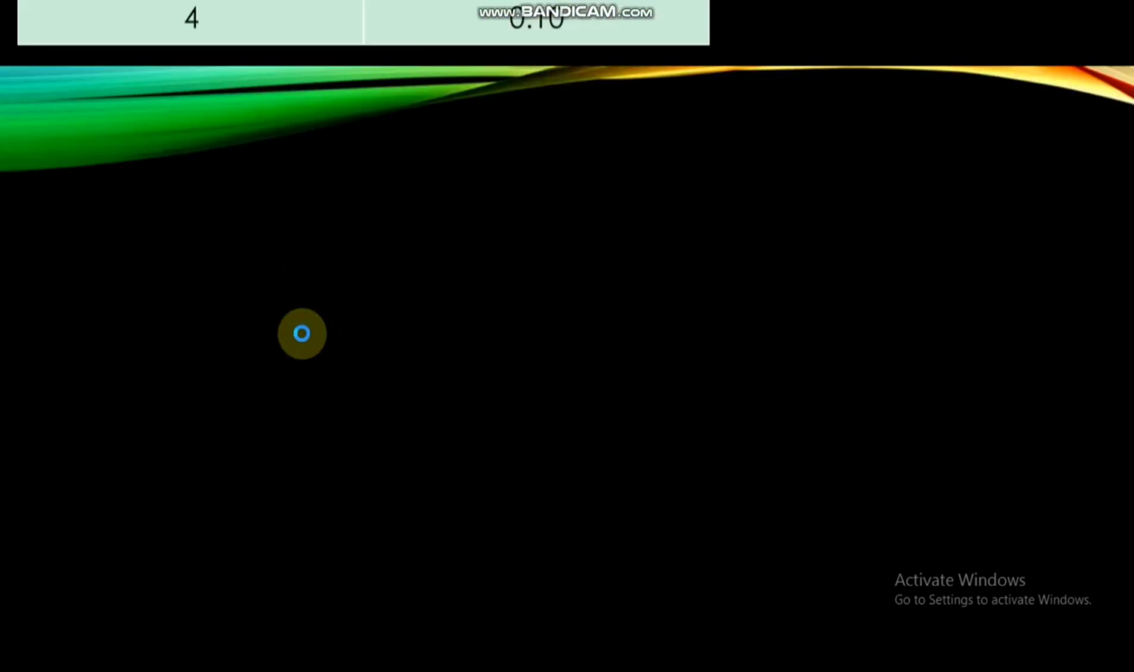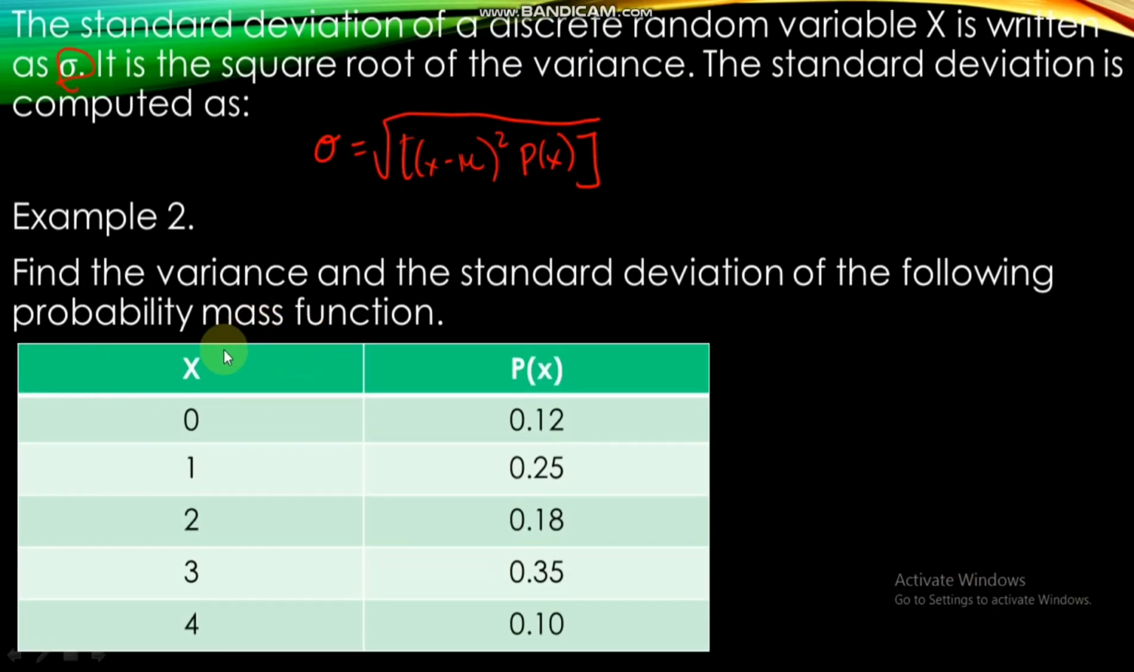We are given the values of x: 0, 1, 2, 3, and 4, and their corresponding probabilities are 0.12, 0.25, 0.18, 0.35, and 0.10 respectively. So we will find the variance and the standard deviation of this probability mass function.